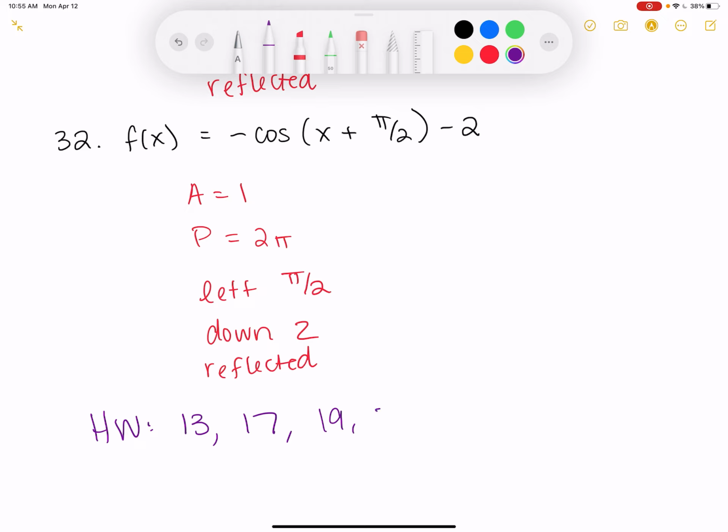Yes, please. 31, and 33. Okay, you should be able to finish these by the end of class. There's only 5 of them.